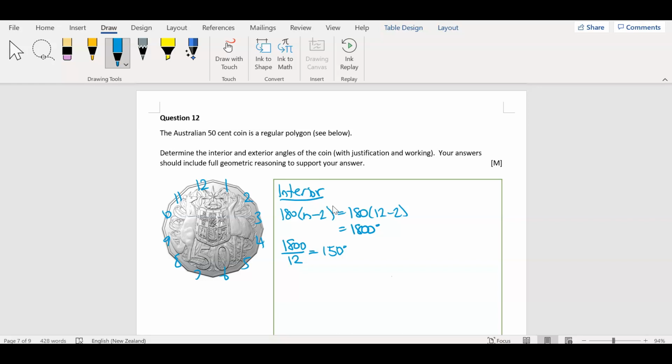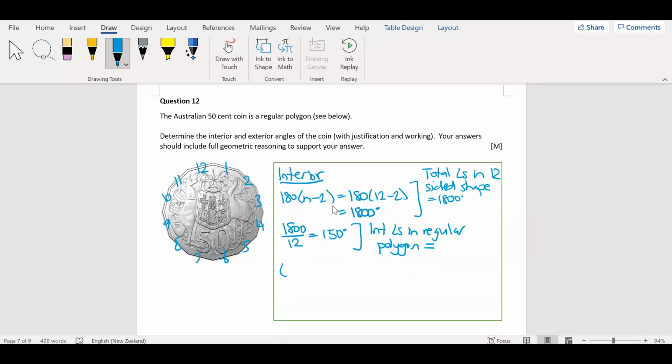So that's our interior angle. In terms of our reasoning, you probably want something like: total angles in a 12-sided shape equals 1800 degrees. And then for that last step, if it's a regular polygon, all the angles are equal. So internal angles in a regular polygon are all equal to each other. Your reasoning may be slightly different to mine. That's all good, no dramas with that. We're then going to move on to the exterior angles.